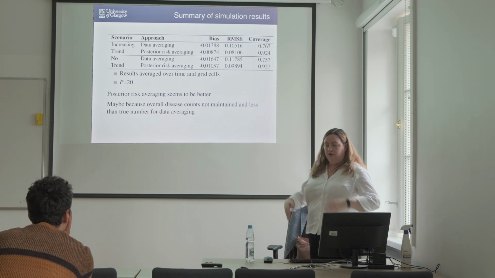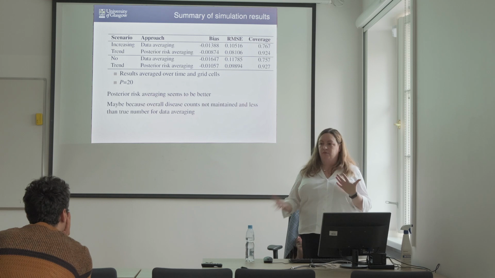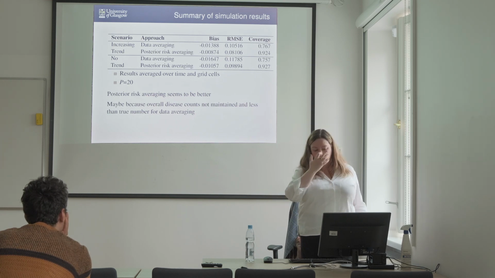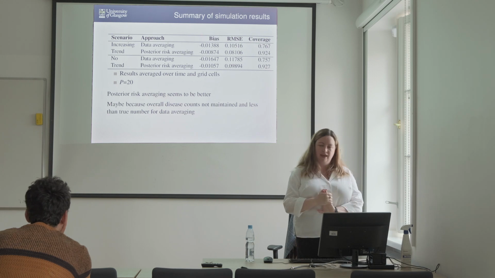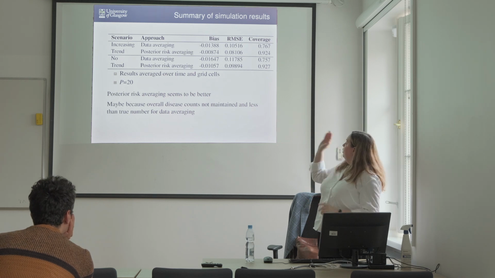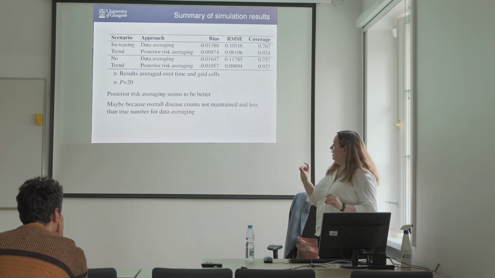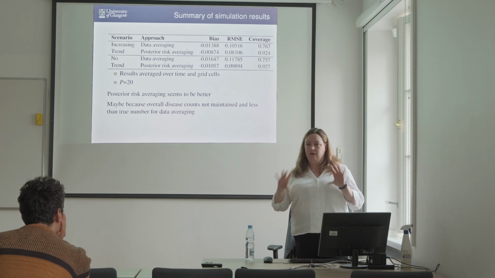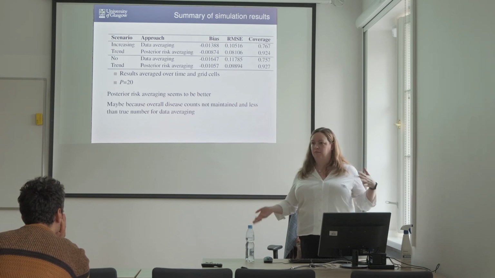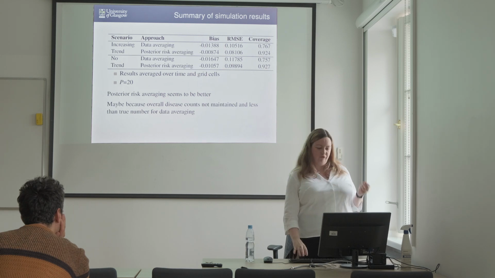So this was just done on 20 imputations, so not a large number. It might possibly change if we had a larger number or a smaller number, it depends. So we have to investigate that further. Part of the issue, we think, for why the bias is worse in the data averaging is because we're not maintaining the counts. When we do the imputation, we maintain a count, but when we average the imputations, we don't necessarily maintain it.